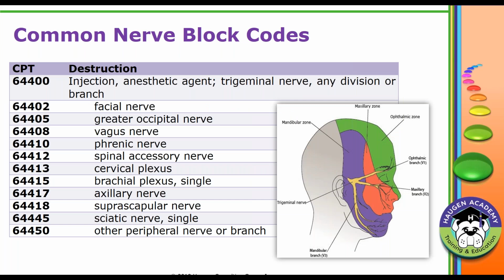And then that picture just kind of gives you the zones that the trigeminal nerve controls. So you can see the nerves by name, and then these are for anesthetic agent, and this is for the trigeminal nerve. So you can see all the different codes we have there. So it's important that your documentation is there so you can choose the right codes.